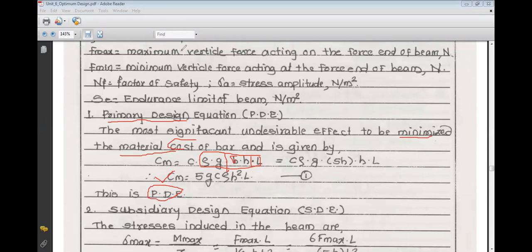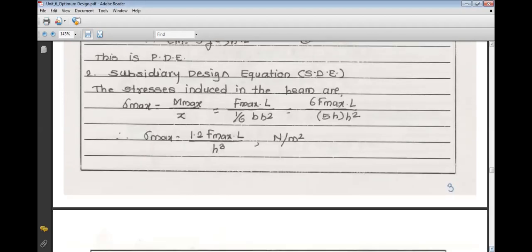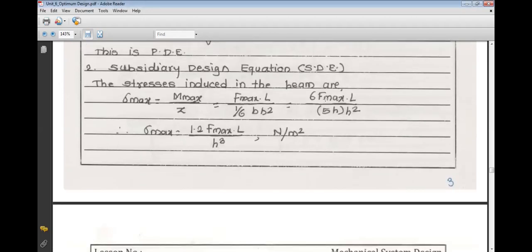Now our second step is to write the subsidiary design equation. For the subsidiary design equation, because of vertical force there is stress induced, and because of maximum force there is maximum stress, and for minimum force there is minimum stress. So the maximum stress of a cantilever beam is nothing but M by Z, that is bending moment divided by section modulus. So the maximum bending moment is nothing but the maximum force into length.